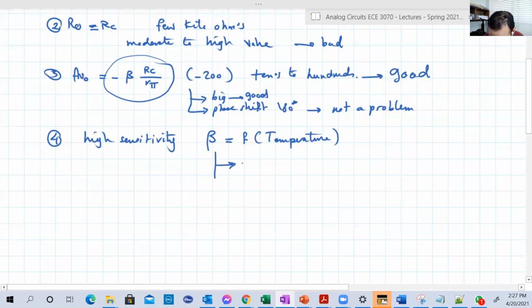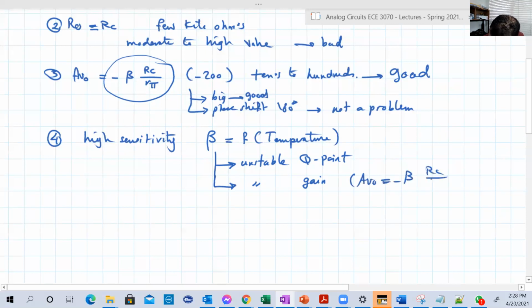So, unstable Q point, DC Q point, I mean, because all our calculations in DC are based on beta. Number two, unstable gain. Why? Because AV naught is equal to minus beta RC over R pi. This is again for the circuit that we solved.